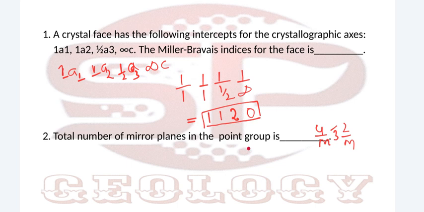The total number of mirror planes in the point group is given by 4/m 3 2/m. So I have to find out what is the total number of mirror planes present here. This is the hexaoctahedral class, belonging to the isometric system. You just write down 3, 4, 6 above it. So here we have 3 axial mirror planes and 6 diagonal mirror planes. Total we will find 9 mirror planes. So the answer will be 9.